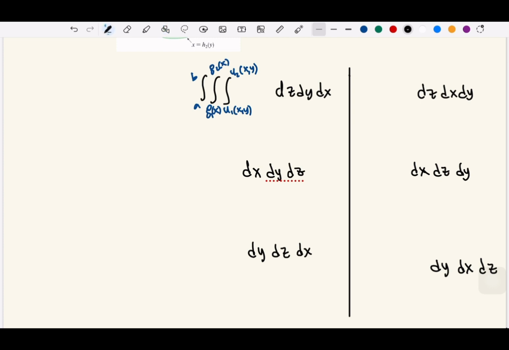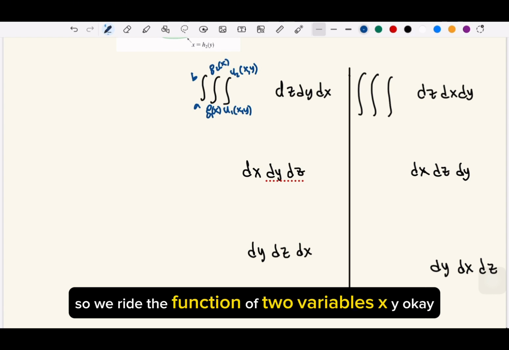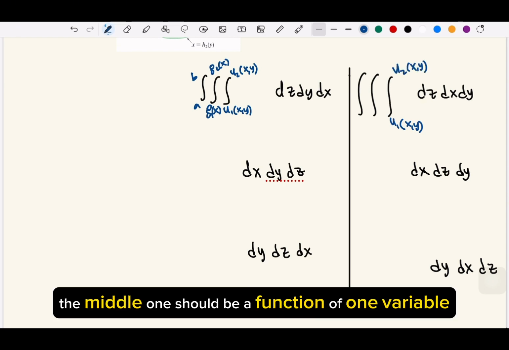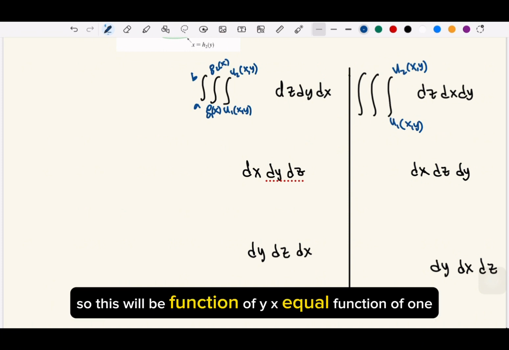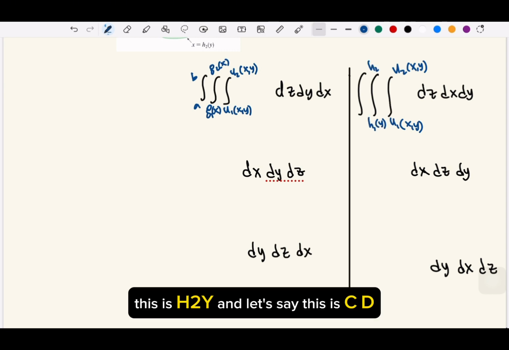Okay. So next will be similar. So dz is the first one. We write the function of two variables x, y. The middle one should be a function of one variable, but since we have x as our order, this will be a function of y. So this should be, let's say, h. Okay, let's write h1 y, h2 y. And let's say this is c, d.